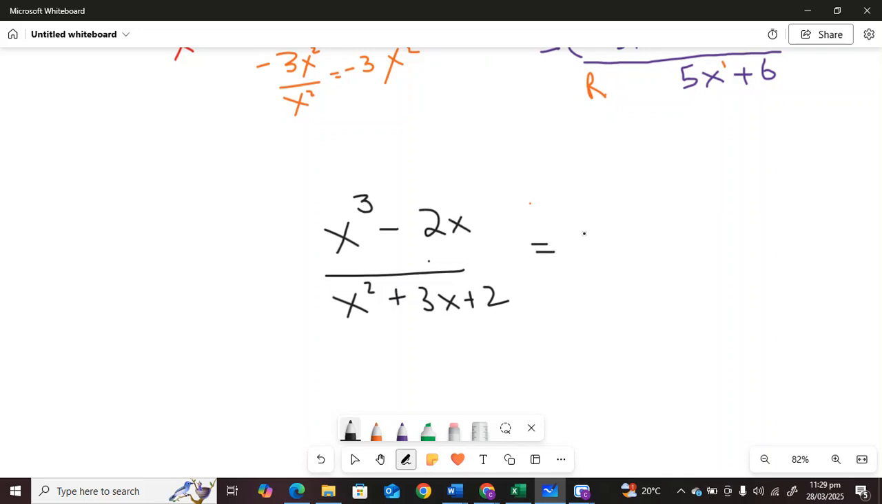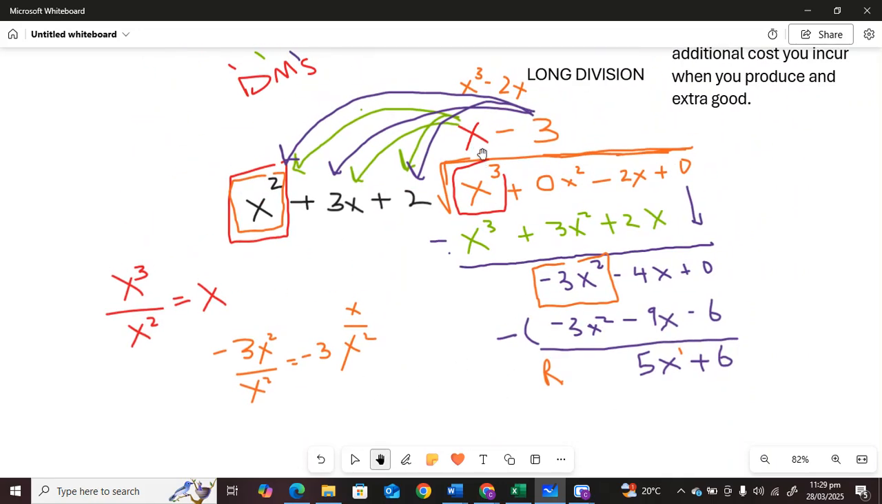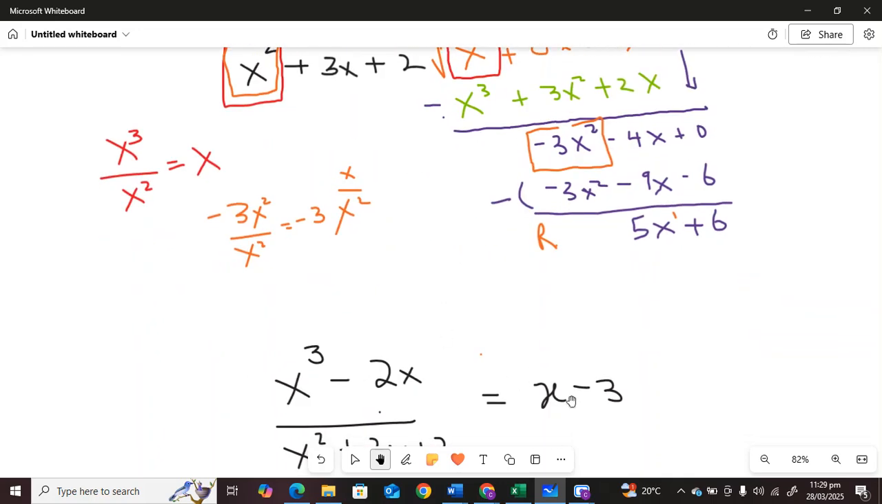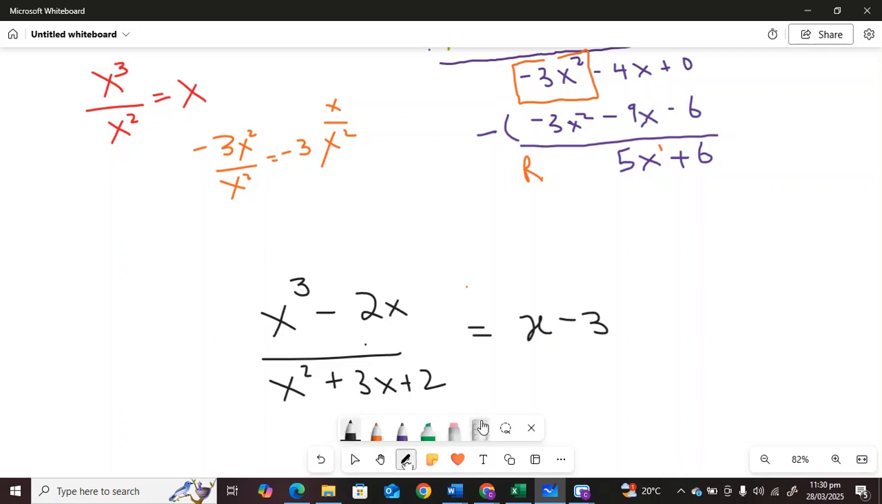equals x minus 3. Okay, this x minus 3 is what we got on top here. This x minus 3 is what I've brought here. X minus 3 plus our remainder 5x plus 6 over. So your remainder, you're going to put it over this denominator here, which we said x squared plus 3x plus 2. X squared plus 3x plus 2.